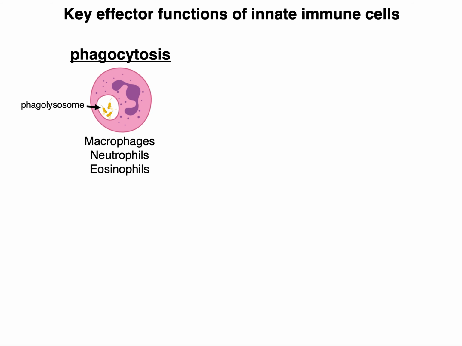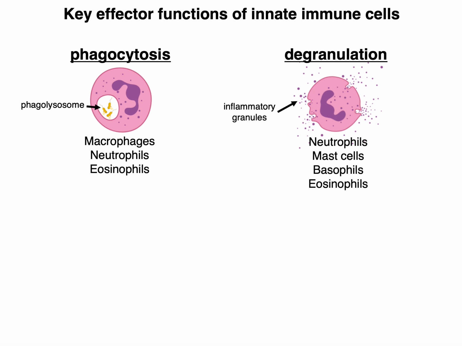There are some key effector functions mediated by cells in the innate immune system. The first of those is phagocytosis, which is mediated by macrophages, neutrophils, and eosinophils, in which these cells take up foreign particles, including whole pathogens, into endosomal vesicles called the phagolysosome. And just within the phagolysosome, they're able to destroy those pathogens. Another key function of the innate immune system is degranulation, in which cells of the innate immune system release inflammatory granules that mediate inflammation and cytotoxicity.